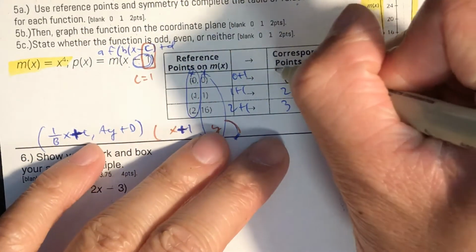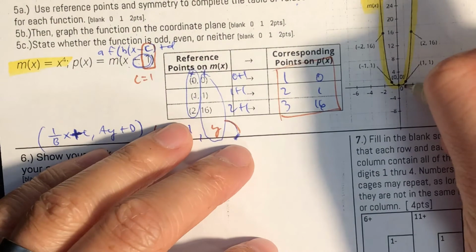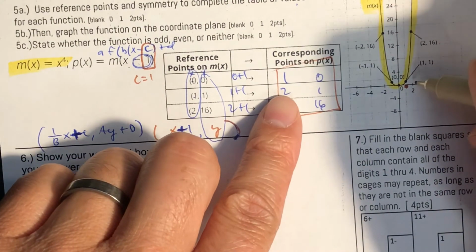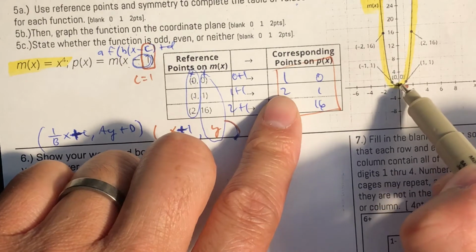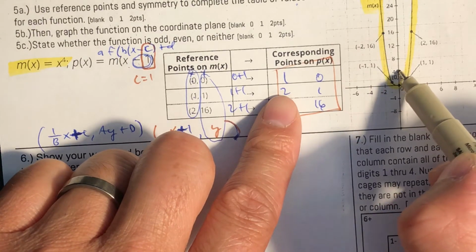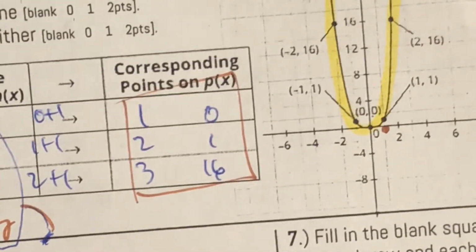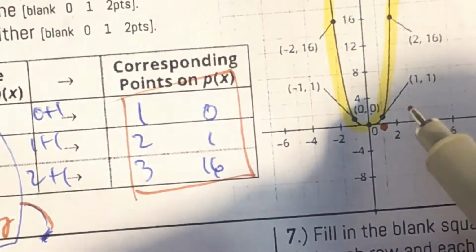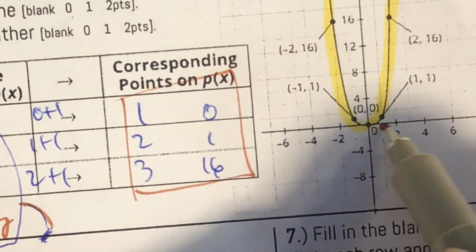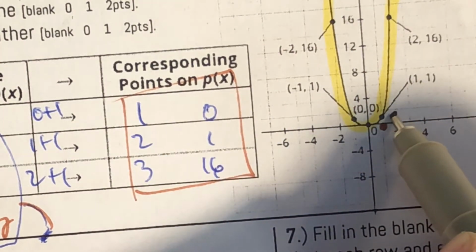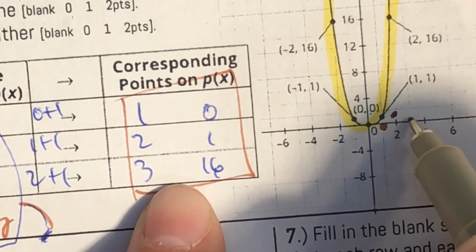Let's go ahead and graph these. So 1, 0, right 2, up 1. Now if I look at my graph, they're counting by 2, so 2, 4. Let's see if I can zoom in a little bit more. So I'm going to have to go right 2, up 1, right 2, up 1, and then right 3, up 16.